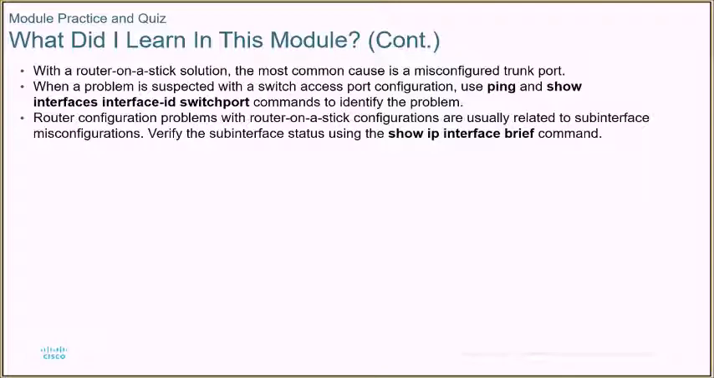When a problem is suspected with a switch access port, use ping and show interfaces to identify the problem. Router configuration problems with router on a stick are usually related to sub-interface misconfigurations, so you need to verify their status with the show ip interface brief command.